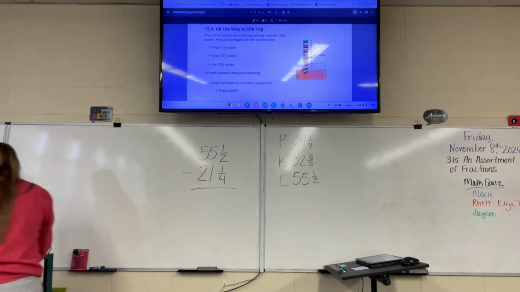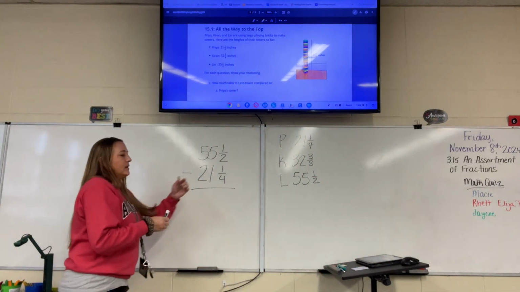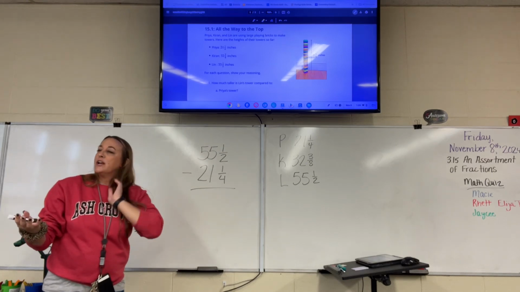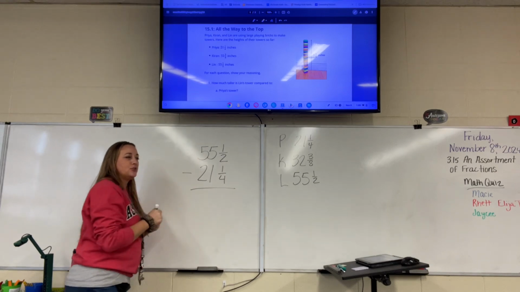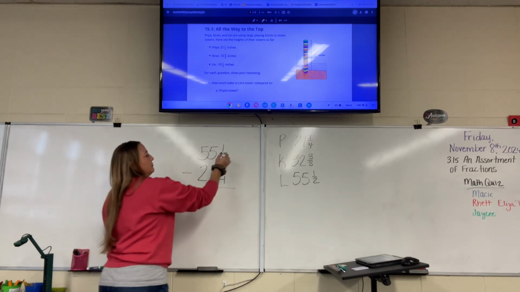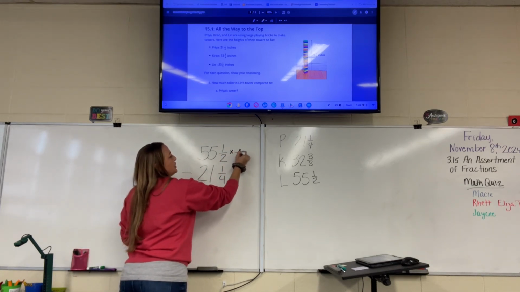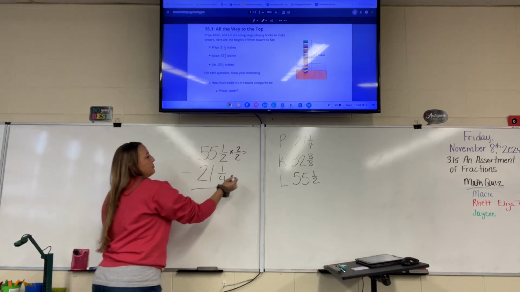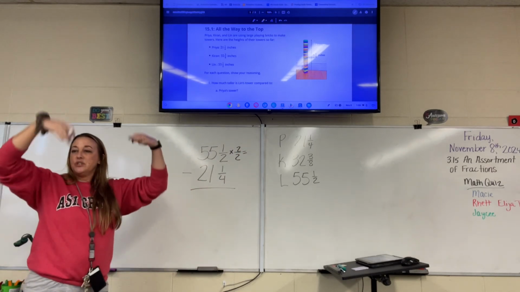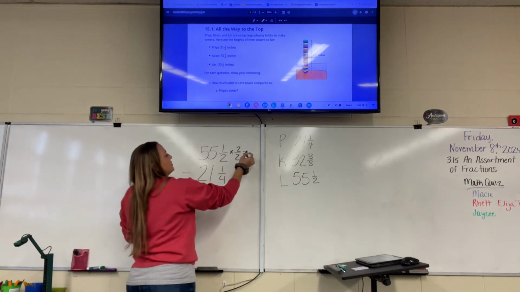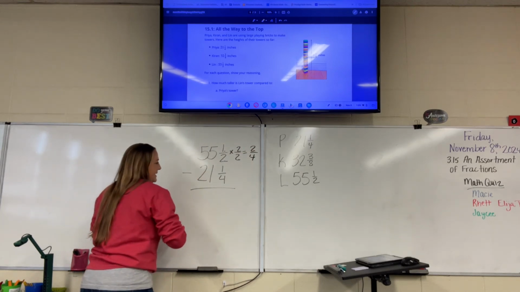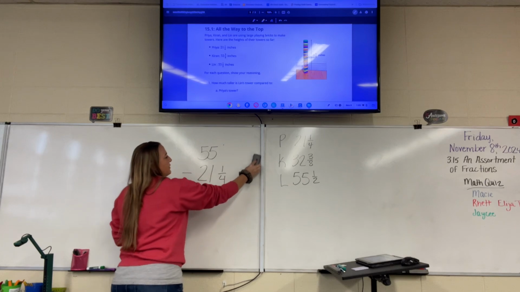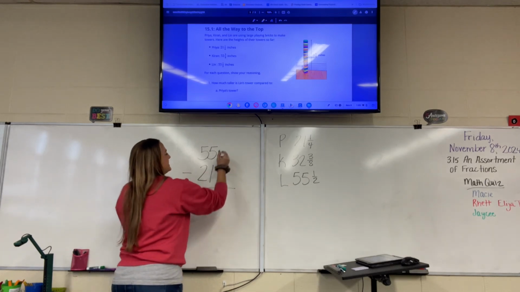So here's what we're going to do. Here's how I've worded it in the past. Is there something that we can do to 2 to turn it into a 4? Multiply by what? 2. And if we multiply by 2 on the bottom, we have to do it to the top. So 2 times 2, 4. 1 times 2, 2. So now we can replace 1/2 with 2/4. Does that make sense?